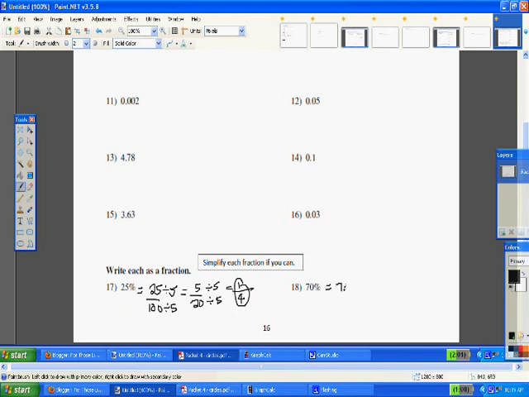70% is the same thing as saying 70 out of 100. Since 70 and 100 both have a 0, I can go ahead and cancel these out, and I'm left with 7 over 10. And 7 and 10 can't both be divided by the same thing, so this is the most simple fraction that it can be. Now go ahead and finish the rest of the problems, and you're done with the lecture for today.